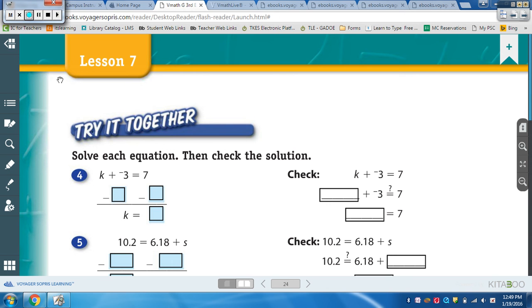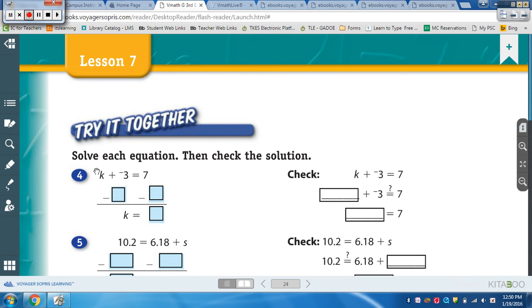Okay, let's move on to the try it together. Let's take a look at problem number 4. What is the variable in problem 4? The variable in problem 4 is the letter K. How is the equation K plus negative 3 equals 7 solved?